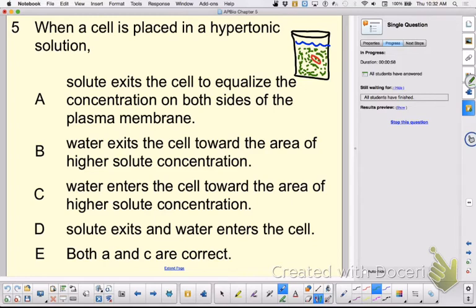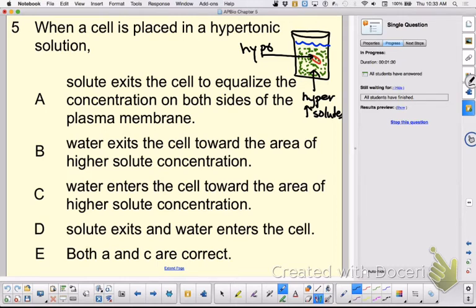Okay, when a cell is placed in a hypertonic solution, so I made this right here. I put a bunch of stuff in it. It is hyper. And when it says something like that, when a cell is placed in a hypertonic solution, you know the cell has to be what? Hypo. They've already told you. Which one's going to have the most solutes, the hyper or the hypo? Hyper. Hyper always has more solutes than the hypotonic by definition of the word.